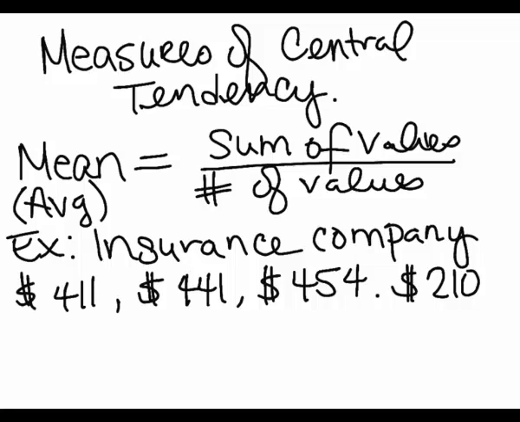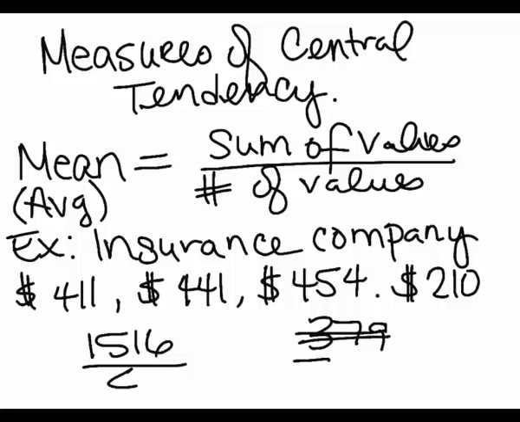So the first thing you're going to do is you're going to add all of these values up. When I add all of the values together, I get 379. So that is the sum of all values. I'm sorry, I don't get 379. I'm sorry. I get 1516. Then I have to divide that by the number of values that I have, and the number of values that I have is 4. So 1516 divided by 4 is 379. And so 379 is the average cost for repairs.